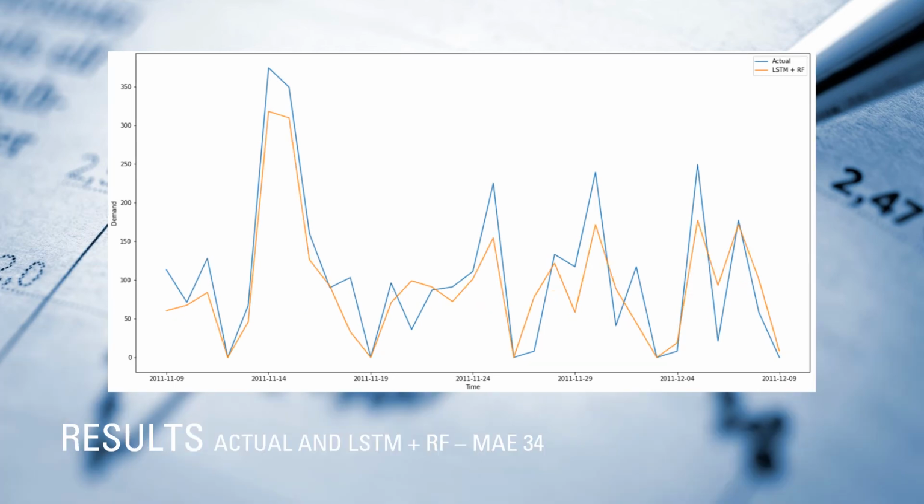As we can see here, from the previous LSTM predictions, after adding the residuals that were predicted from the RF model, the MAE has been reduced by a very significant amount. It went from 74 to 34, which concludes that LSTM plus random forest works better for time series data.